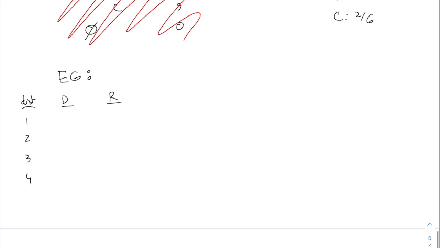Let's say in district one, the D's get 12 and the R's get 15. I'm just making these numbers up. In district two, the D's get 10 and the R's get 7. In district three, the D's get 20 and the R's get 3. And in district four, the D's get 15 and the R's get 14. So I could give you an example like this. I tell you a bunch of numbers. This would be everything that I give you. And then I would say, from here, find the efficiency gap.